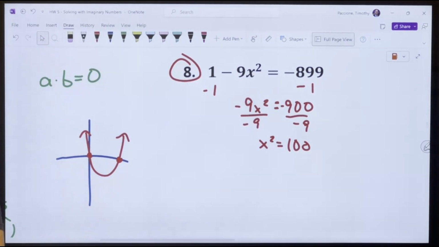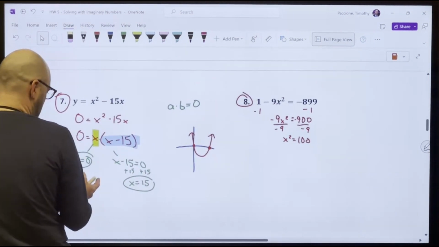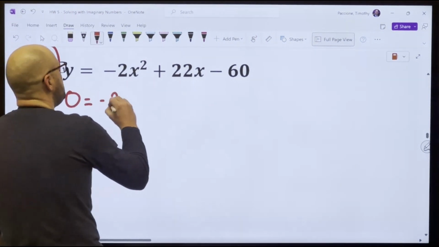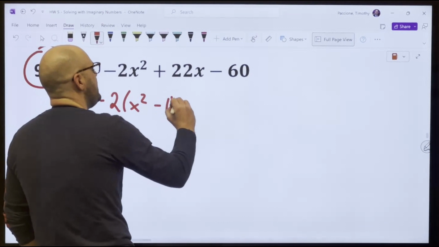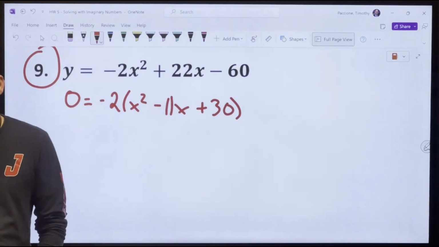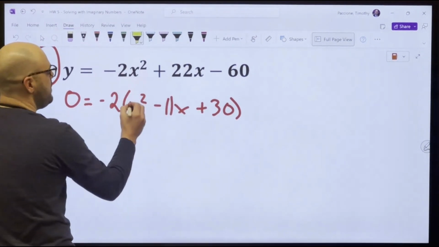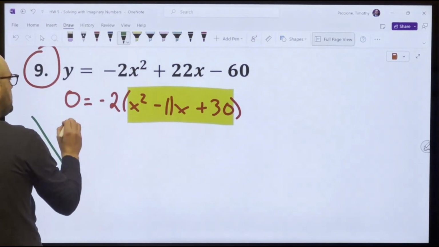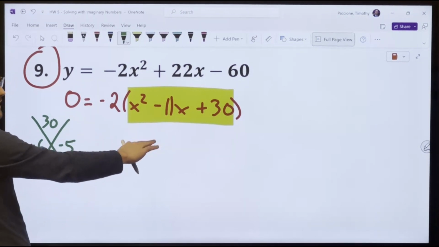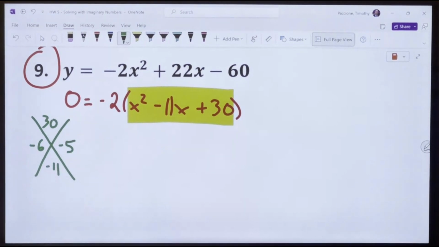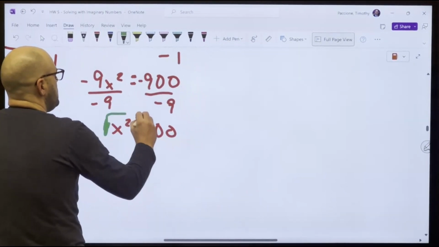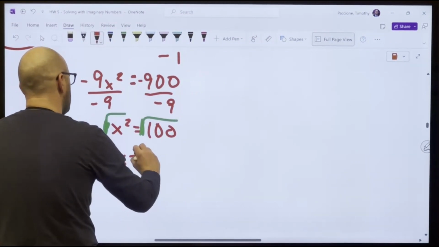Do we have to make x alone first, so we need to divide by 2? Or not? So this has a GCF. 0 equals negative 2 times x squared minus 11x plus 30. So if you did rainbow or reverse box here, you were doing too much work. It had a GCF, pull that out, and then magic x this. That magic x would be 30 over minus 11, which is minus 6 and minus 5, and then you go from there. Answer number 8 again. Square root, x equals plus or minus 10.